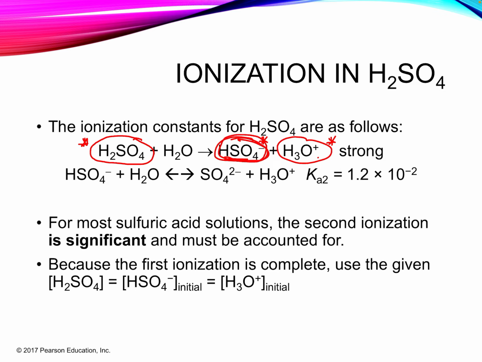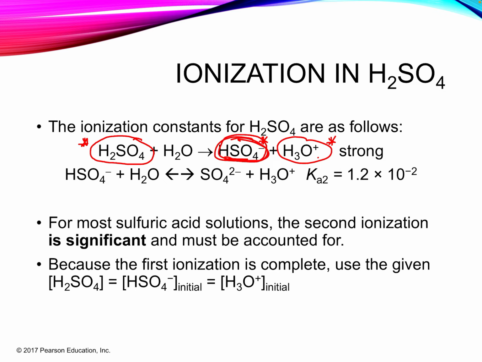We can do our whole equilibrium concentration to figure out the concentration of H3O plus. For these sulfuric acid solutions, the second ionization is significant and must be accounted for. And like I said, the reason for this is that this first Ka value is so large, it completely dissociates, and this is still a pretty good acid. Times 10 to the minus 2, that's a pretty strong, weak acid still. And so since we have a strong acid for that first one and a pretty strong weak acid for that second one, we need to take both of these into account when we are calculating the pH.